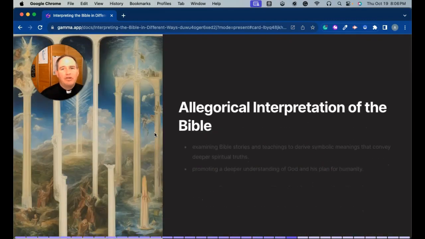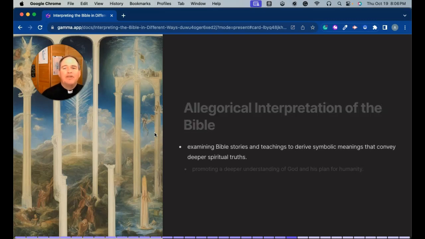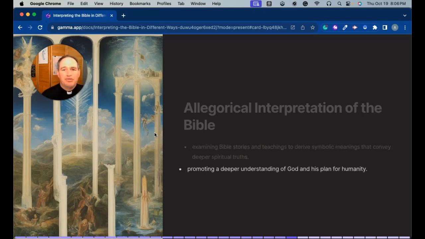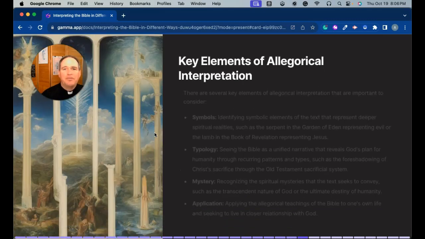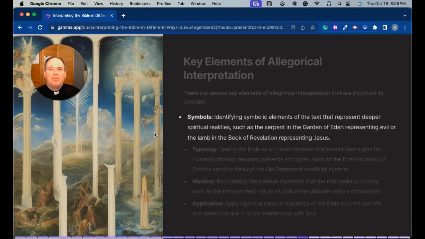In addition to moral interpretation, we can also use allegory to interpret the Bible. By allegory, we mean examining the Bible looking for symbolic meanings that convey a deeper spiritual truth. So, for instance, we're going to be looking for deeper understandings of God's plan for humanity as it's revealed in the symbolism of the stories. One key element of this allegorical interpretation is looking for symbols, things that mean other things and have a deeper meaning.